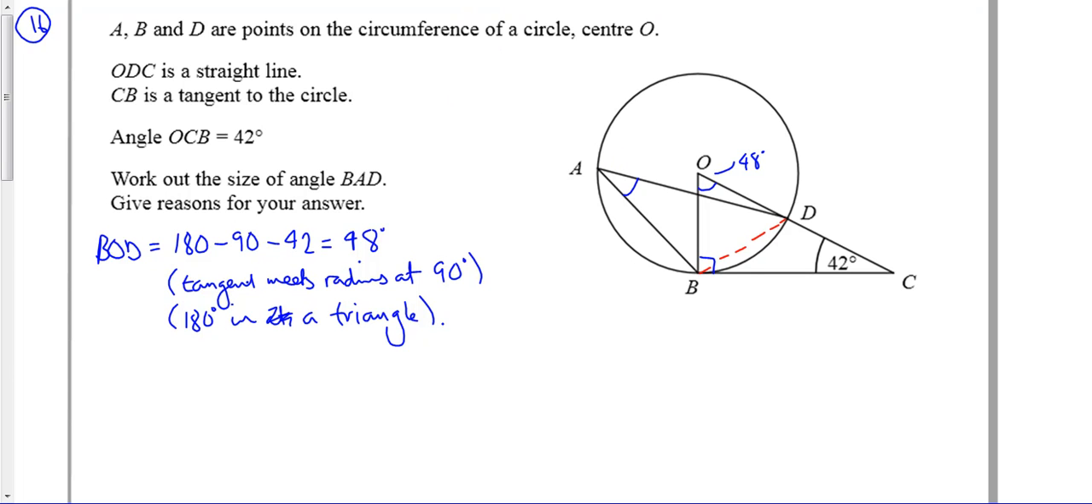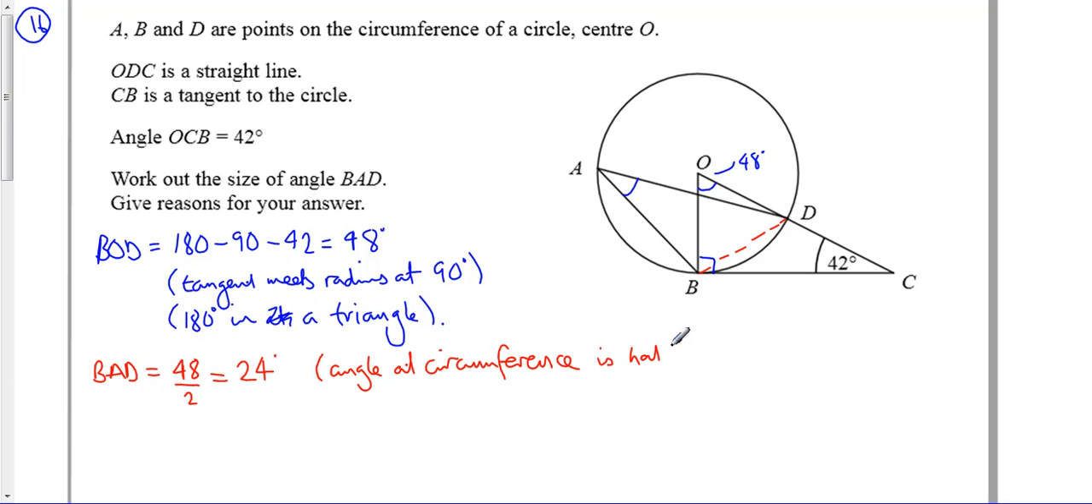So I know that BAD is equal to 48 divided by 2, which is 24 degrees, and the reason I know that is because angle at the circumference is half of the angle at the center. That's one of the circle theorem rules. So we know that this angle here, if that's 48, that's going to be half of it, which is 24. So BAD is 24 degrees. And that's it, we're done.